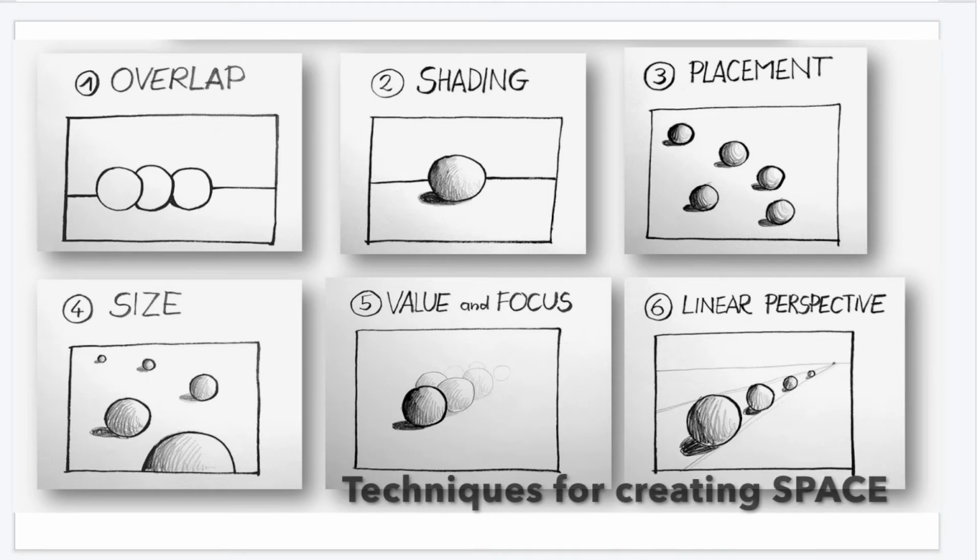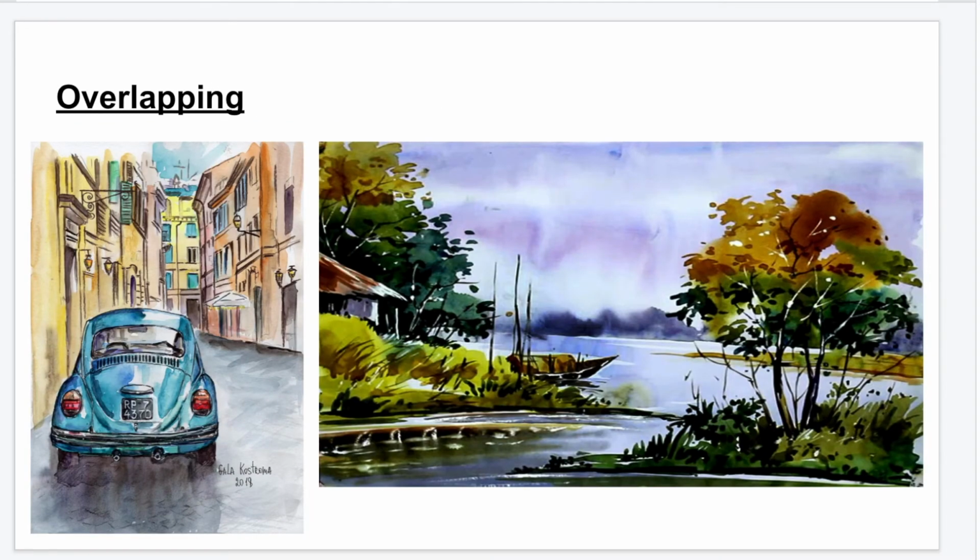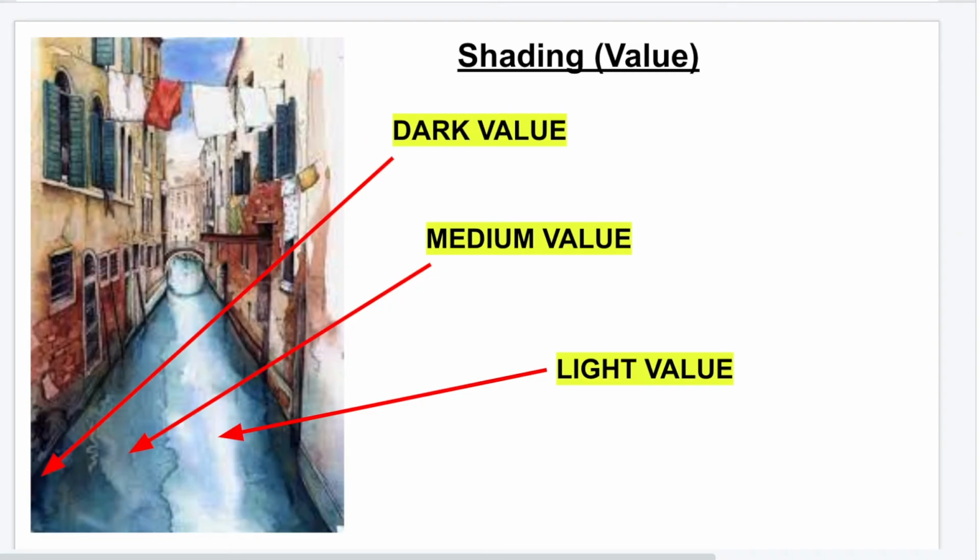It also includes overlap, shading, placement, size, value and focus, and again, perspective. Here's an example of overlapping. Look at what's overlapping each other. Far objects go behind, and objects in front, of course, go in front.